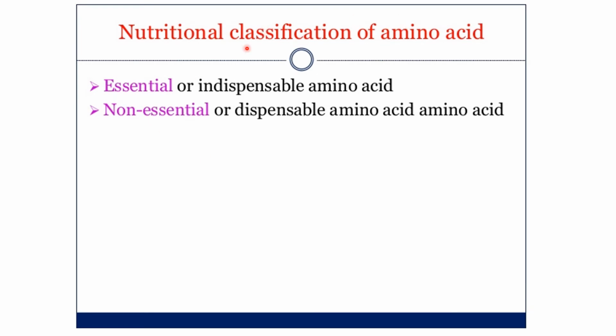Now, what are the different types of amino acids from the nutritional aspect? There are 2 types. One is the essential amino acid, which is the indispensable amino acid, and the other one is the non-essential amino acid, or dispensable amino acid. Now, what do you mean by essential or non-essential? From the name itself you can understand that essential means something required by our body, and non-essential means not that much required by our body. But how do we explain it in a better way?